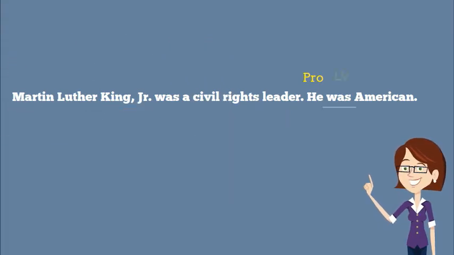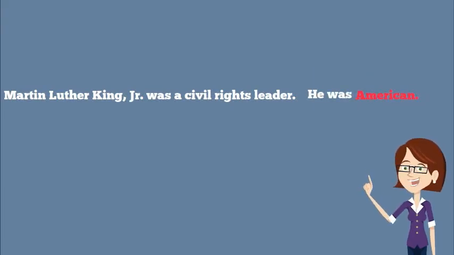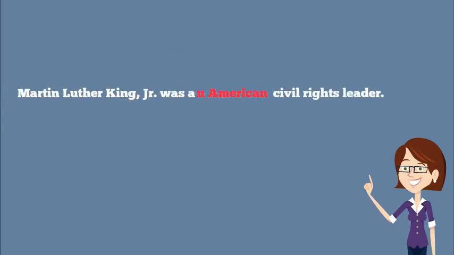Now, notice how the verb was is followed by an adjective that describes the noun in the previous sentence. He was an American. To combine them, pull the key word from the second sentence, which would be the adjective American, and insert it into the first sentence next to the noun it describes. So now it should read, Martin Luther King Jr. was an American civil rights leader.